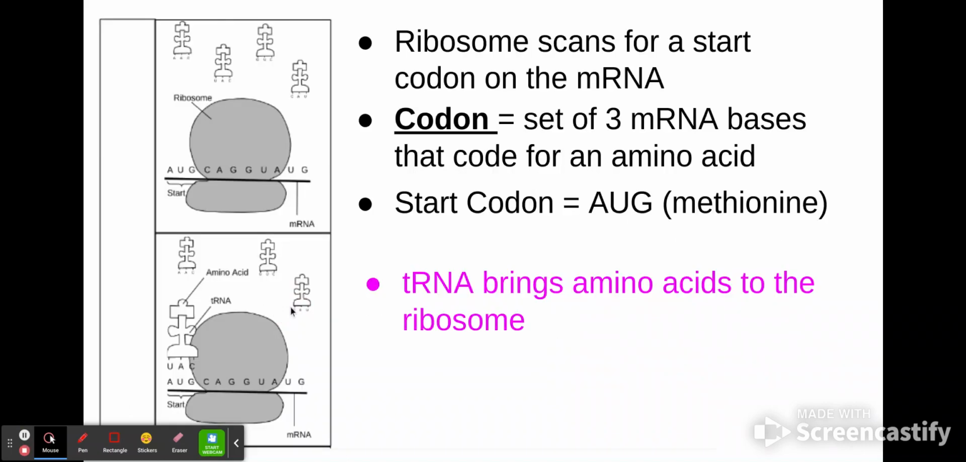So on our chart here, on that second box, we're going to write that there is something called a tRNA, another type of RNA. It's called transfer RNA. It's going to bring our amino acids to the ribosome. It's going to carry them. Remember, amino acids are building blocks. On this picture, we see it kind of looking like a puzzle piece.